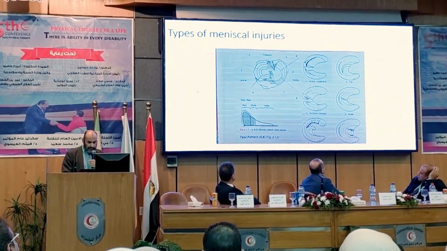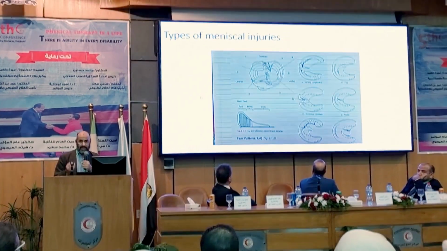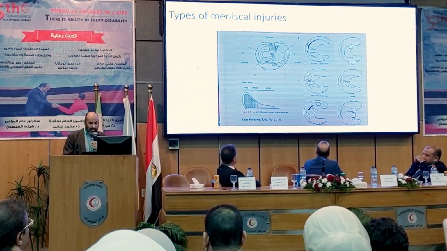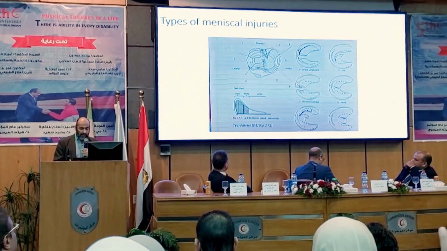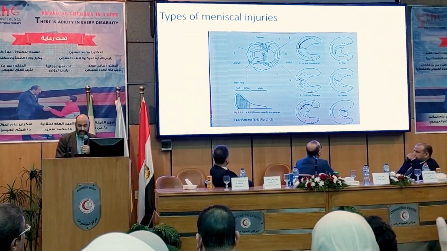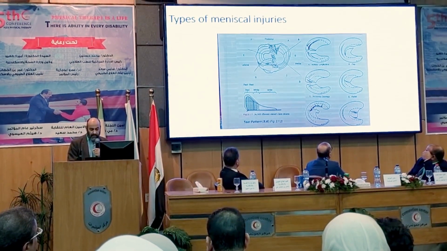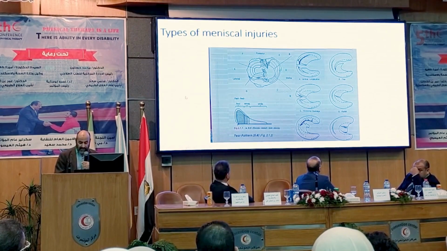Second part of my talk is around the clinical applications of these few minutes of biomechanical talk. When we talk about meniscal injuries, we should classify them. What are the types we have of meniscal injuries? As we all know, we have the radial tear, we have the flat tear, we have the obliquely oriented tear, and we have the vertical tears.